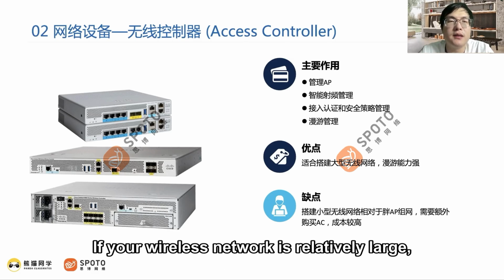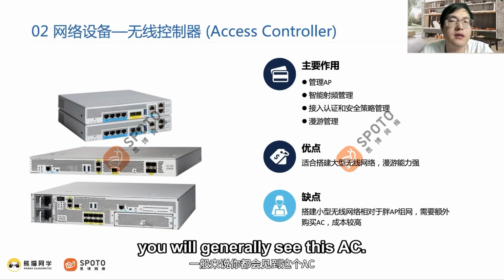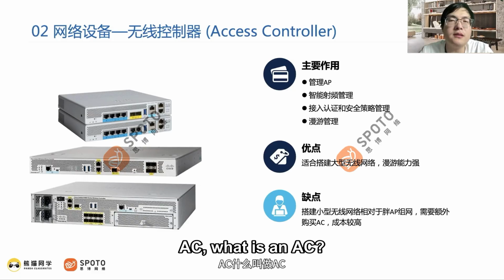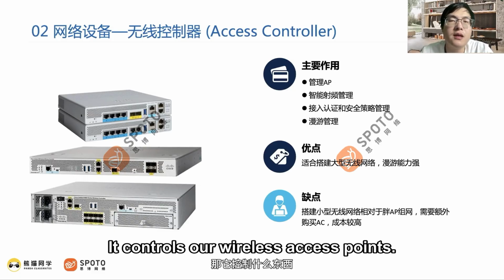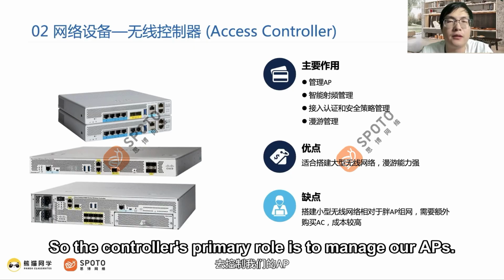If your wireless network is relatively large, then at this point, you will generally see this AC, because it can help save costs. AC, what is an AC? It's called a controller, right? So, what does it control? It controls our wireless access points, called APs. So the controller's primary role is to manage our APs.